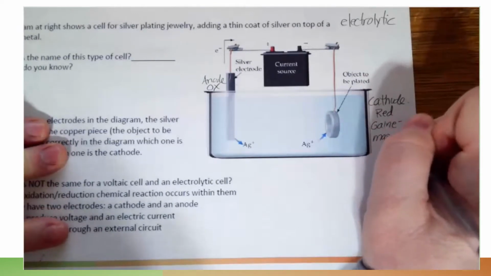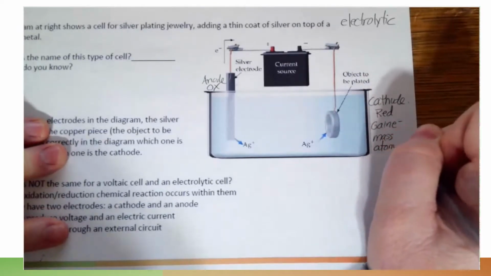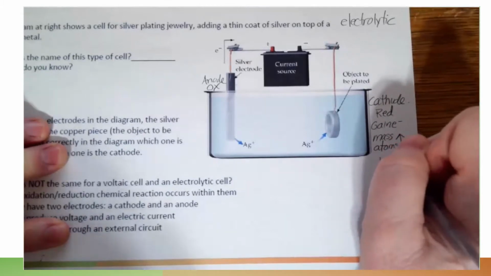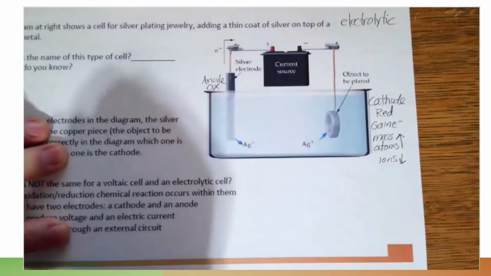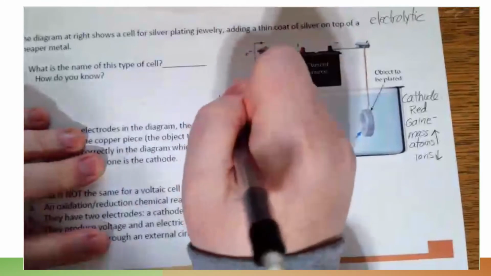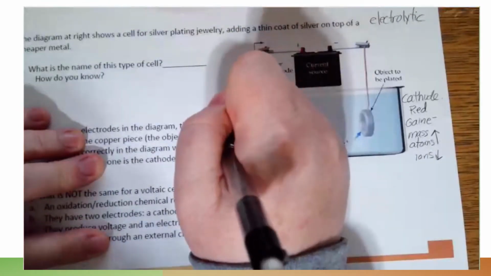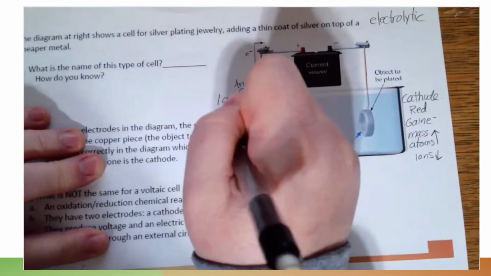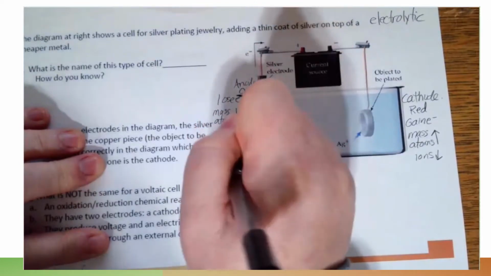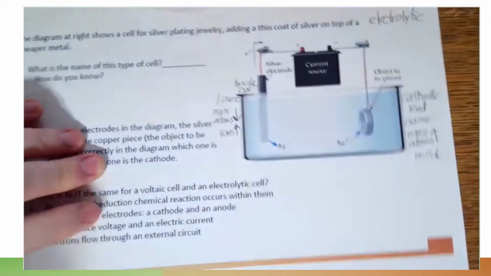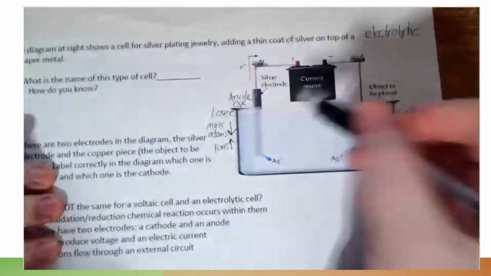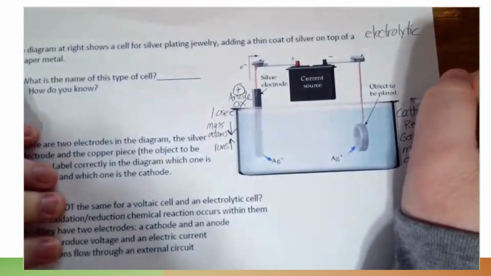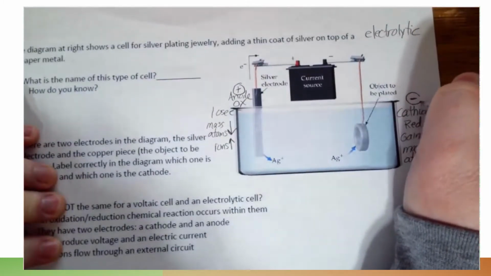So the mass and the atoms will both increase, but the ions will decrease. And then on the anode side, we're losing electrons. So the mass and the atoms will decrease, but the ions will increase. Now, what was the switcheroo? The anode, which is normally negative because of this battery, reverse, reverse. The anode becomes positive, and the cathode becomes negative.